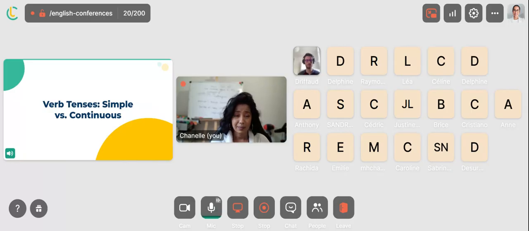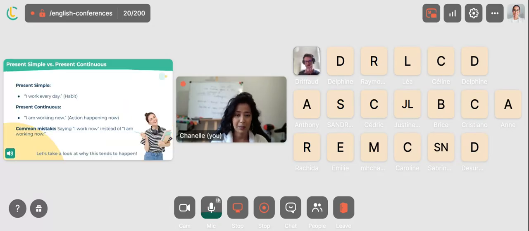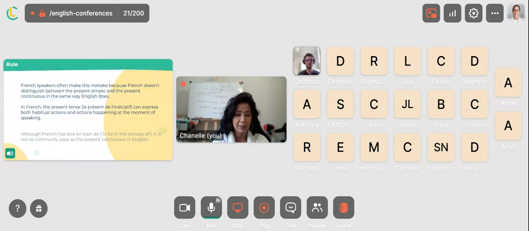In our third topic, we look at the simple versus the continuous. So in the present simple, we look at an example of I work every day, which shows a habit. And the present continuous shows an action happening now. So I am working now. A common mistake is saying I work now instead of I am working now. So let's look at why this tends to happen.